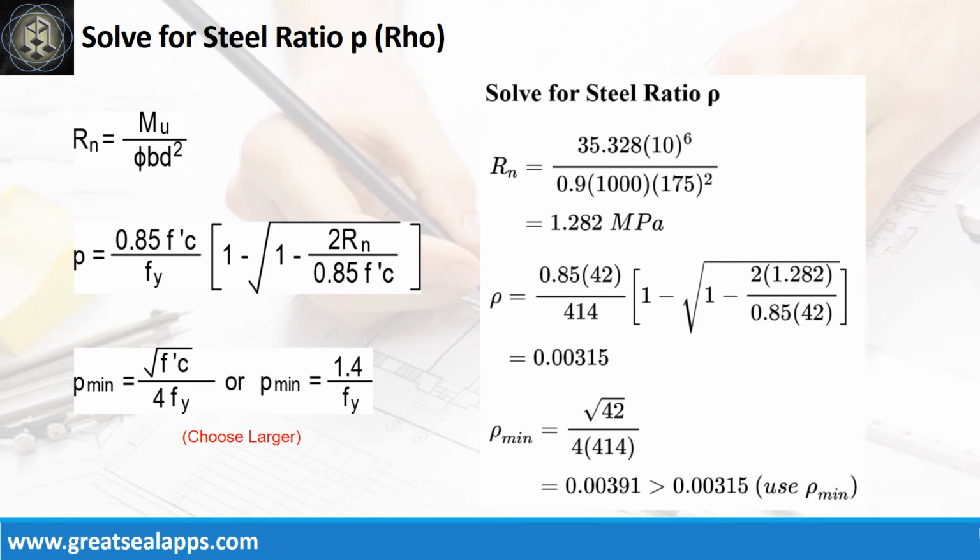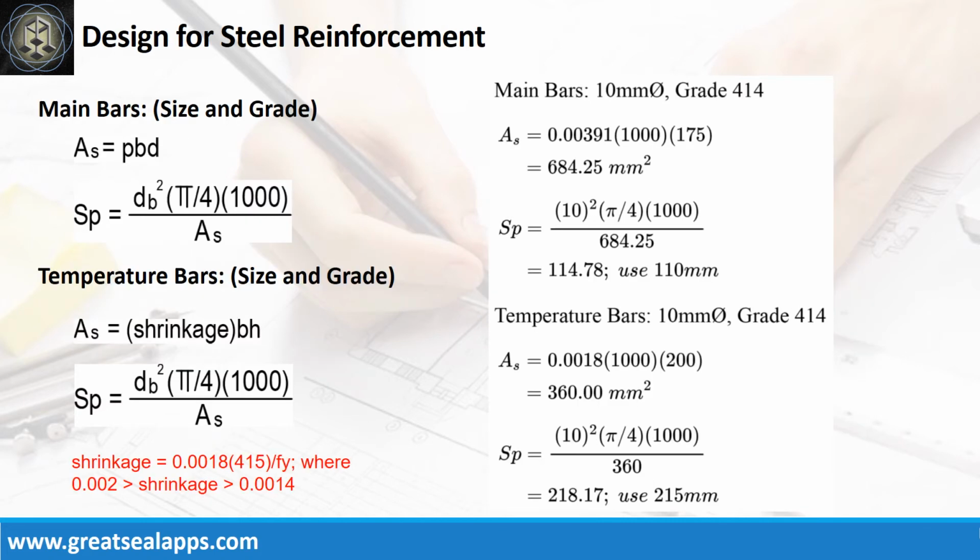Use Rho minimum of 0.00391. Given Rho equals 0.00391, B equals 1000 mm, and D equals 175 mm, the area of steel for main bars is 684.25 square millimeters, and the spacing for 10 mm bar is 110 mm.